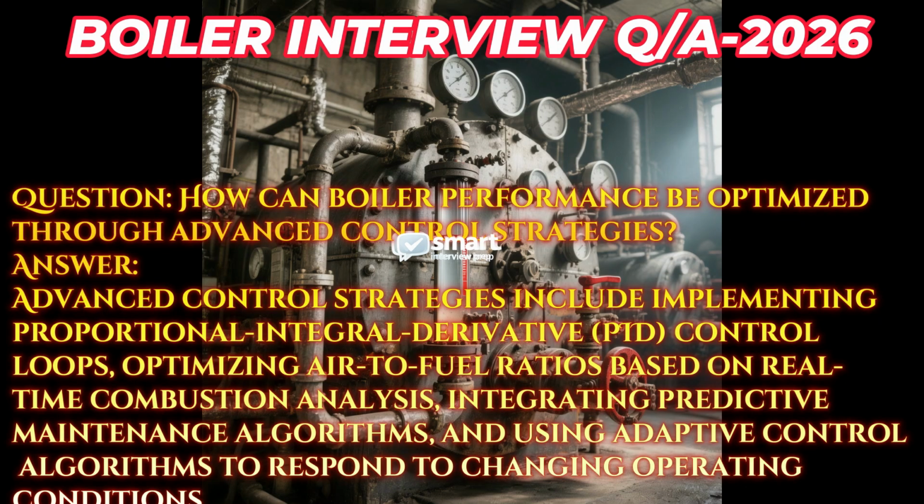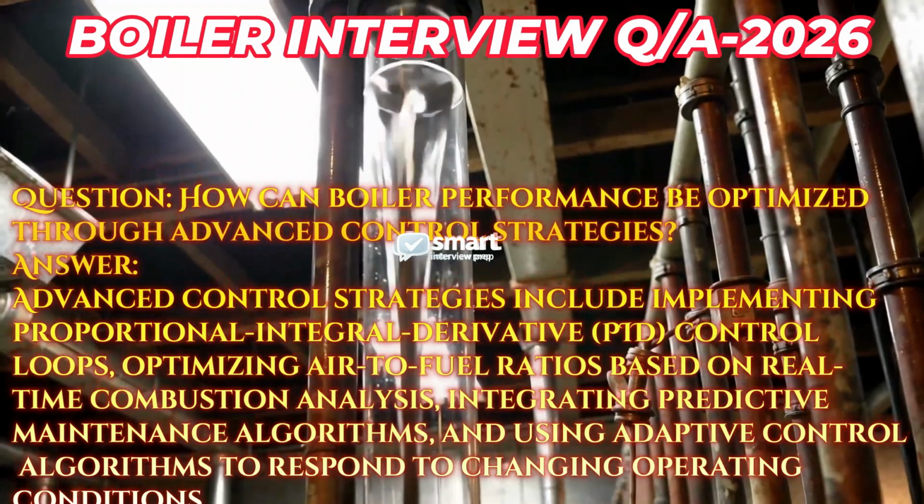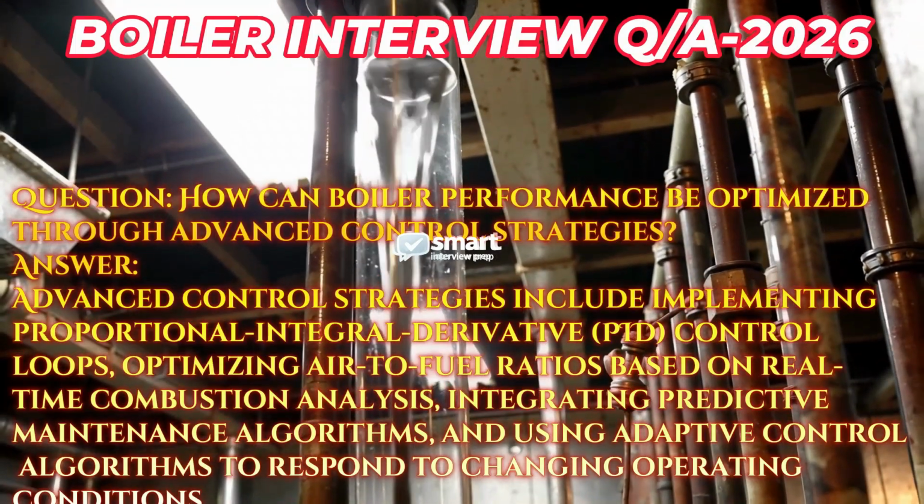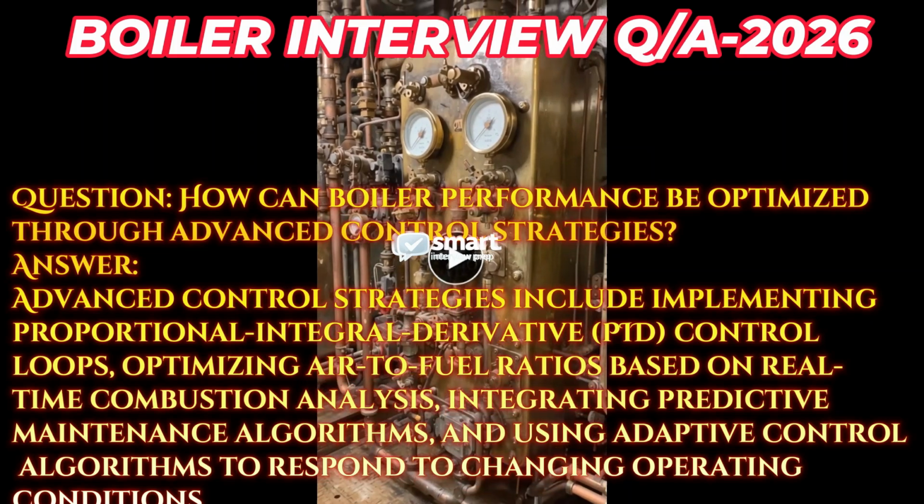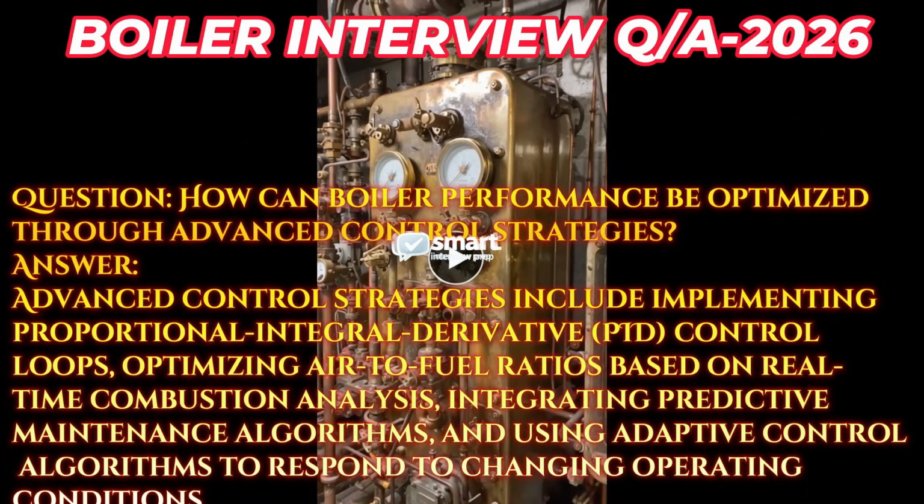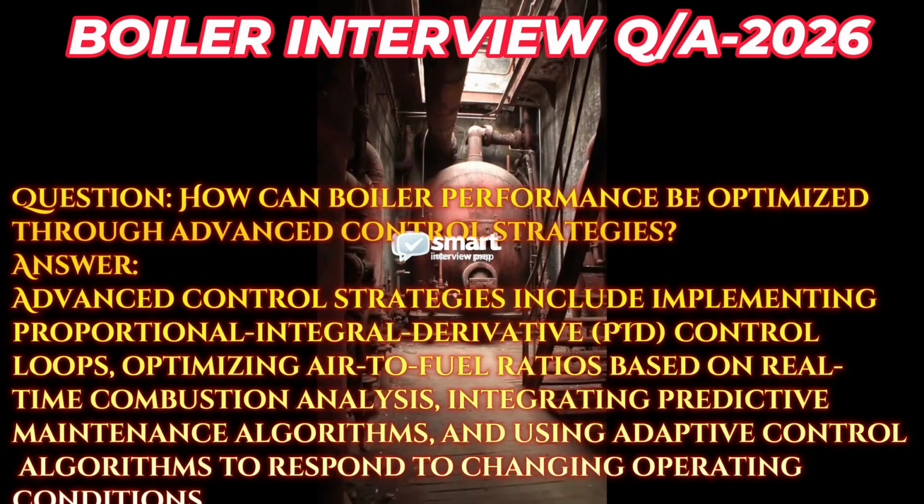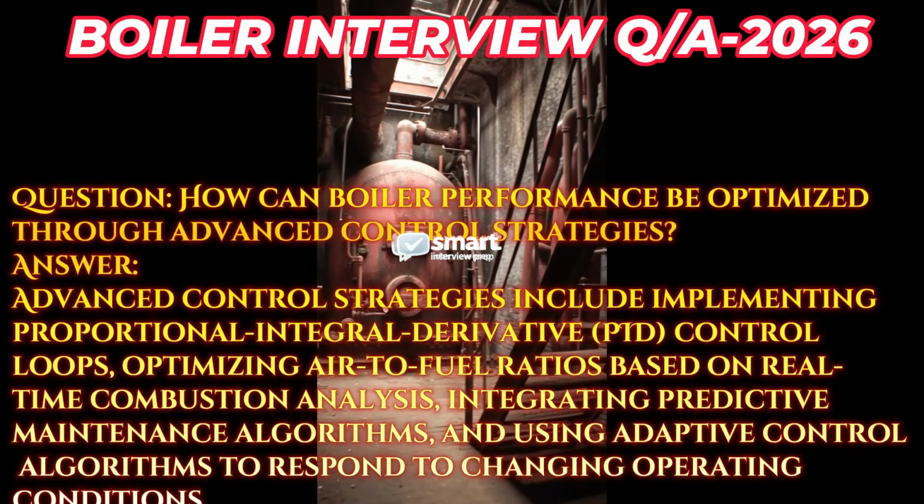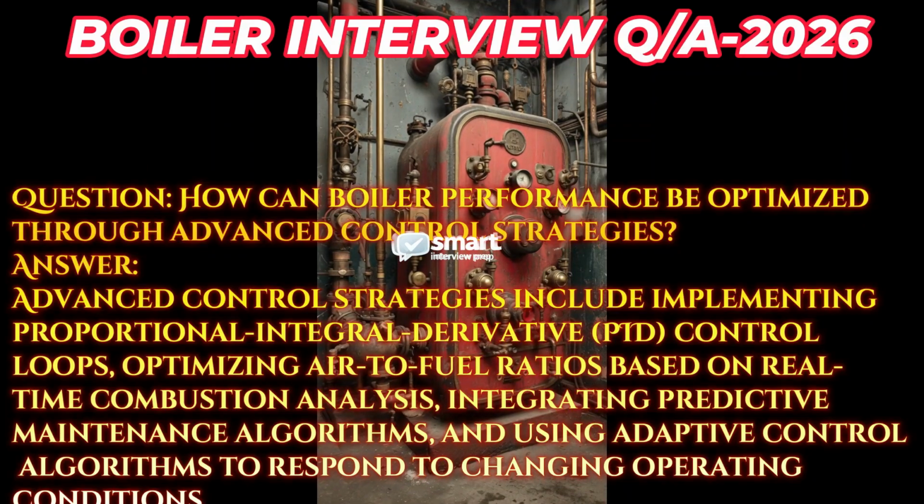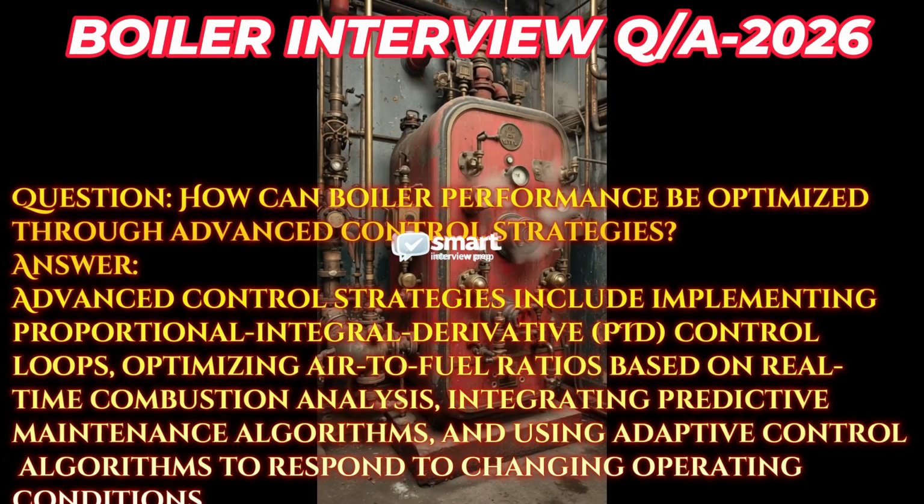Question: how can boiler performance be optimized through advanced control strategies? Answer: advanced control strategies include implementing proportional integral derivative, PID, control loops, optimizing air-to-fuel ratios based on real-time combustion analysis, integrating predictive maintenance algorithms, and using adaptive control algorithms to respond to changing operating conditions.